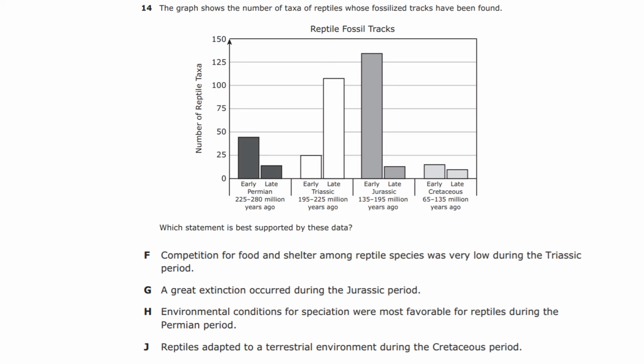And it says, J, reptiles adapted to a terrestrial environment during the Cretaceous period. Well, it doesn't show anything about terrestrial versus aquatic on there, so I would say the best answer here is going to be G.